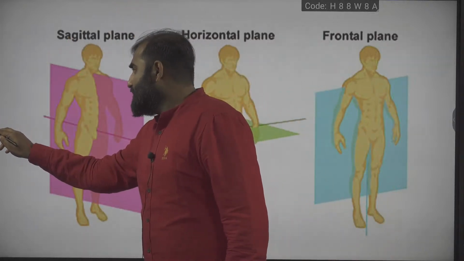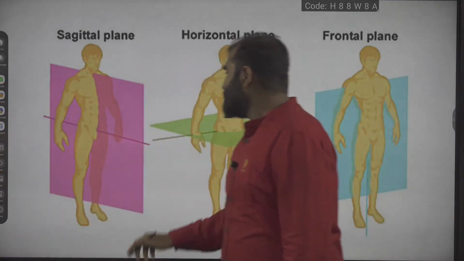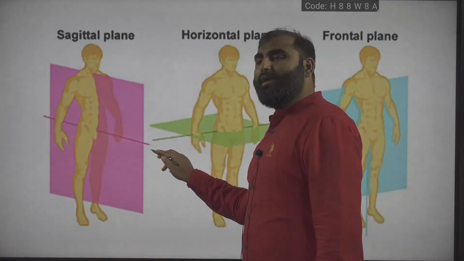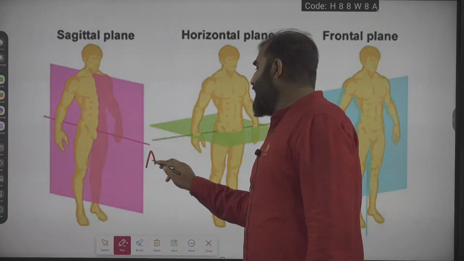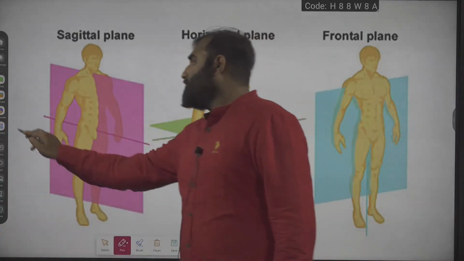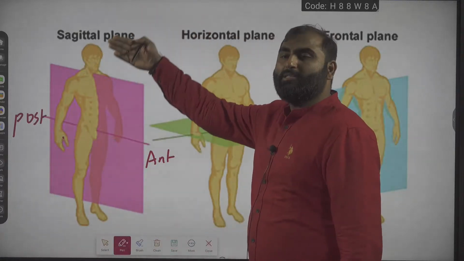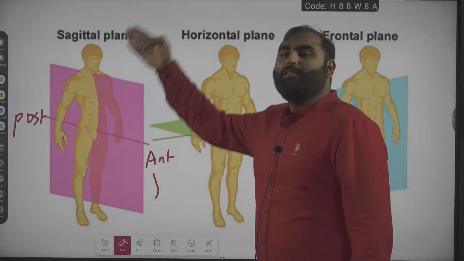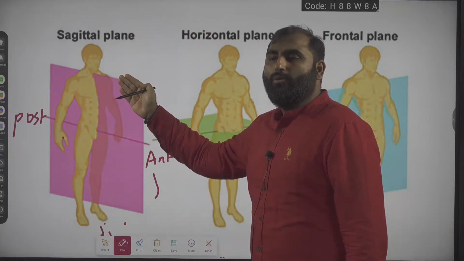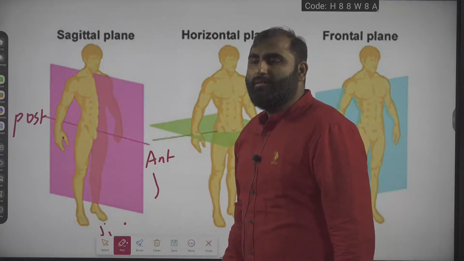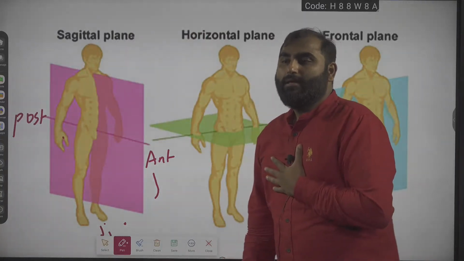Look at this, guys. The plane is passing through anterior, posterior. Here I will write anterior, and here I will write posterior. Where is the plane passing through? The plane is passing through the anterior posterior axis. The plane is passing through the midline of the body, dividing the body into right and left half. Yes or no? This is your sagittal plane.